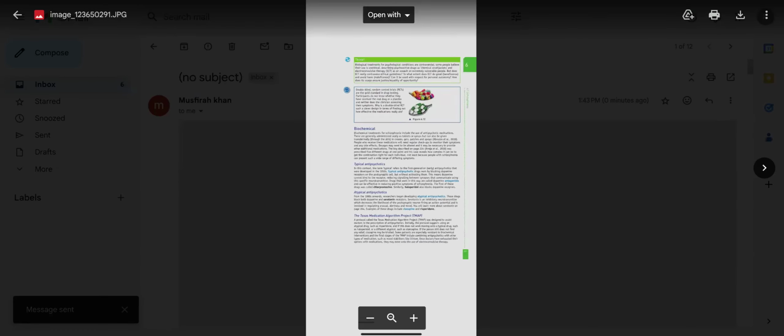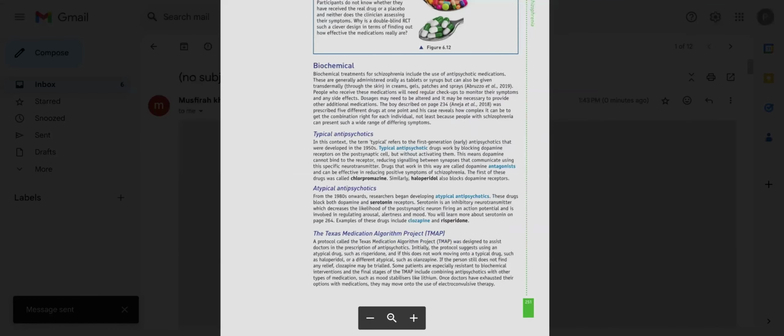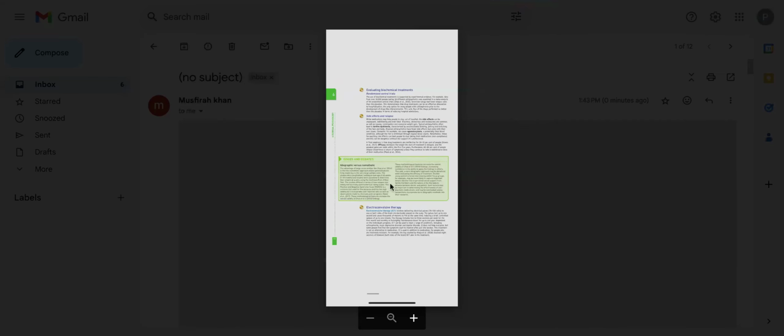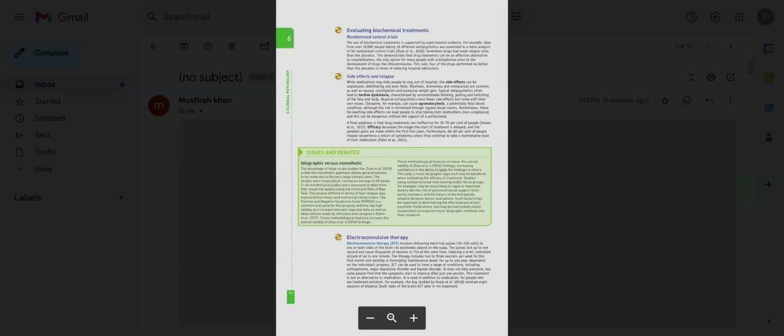Right. There we go. So first we've got, like I said, the physiological treatments, which includes biochemical, of course. So you'll learn about typical antipsychotics, atypical antipsychotics, and the Texas medication algorithm, which means that typical antipsychotics are basically the first generation drugs for it. Then they had a lot of side effects, so you got atypical antipsychotics, which was second generation, and then the TMAP is basically just a project that they did. Then you obviously have your evaluation and the side effects. Then you've got another therapy which is called ECT, which is electroconvulsive therapy, right? So that is going to be your second explanation for your physiological treatments.